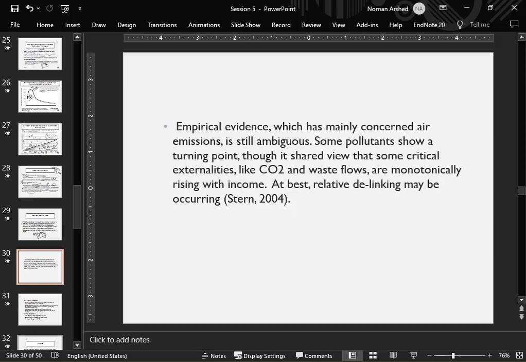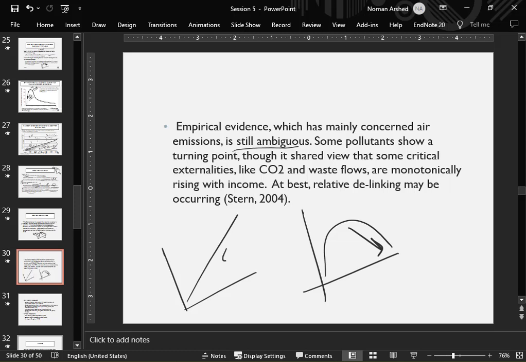Empirical evidence, which has mainly concerned air emissions, is still ambiguous. Many studies are still saying that EKC does not exist. Some pollutants show a turning point. Others, through its shared view, show that some critical externalities like CO2 and waste flows are monotonically rising with income. At best, relative delinking may be occurring. So it is saying that some of the studies are not confirming that there will be an inverted U shape, because for delinking we need either a negative slope or a slope which is less than 1.